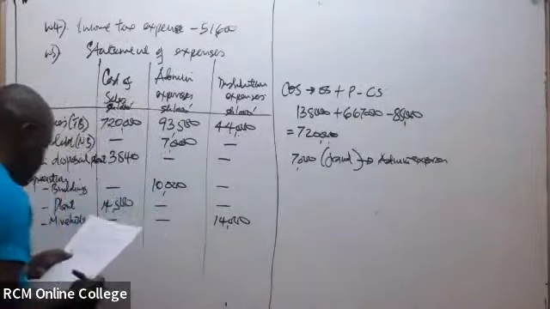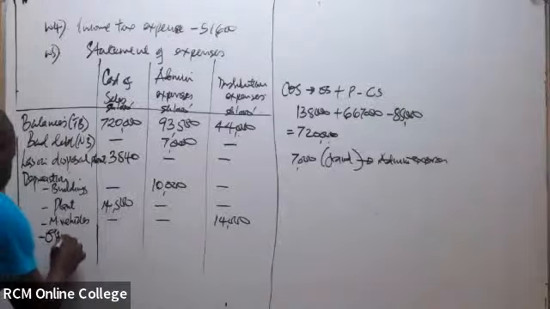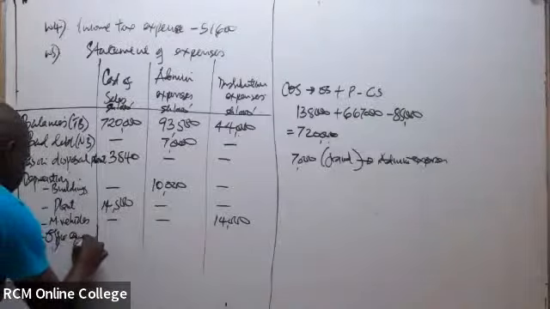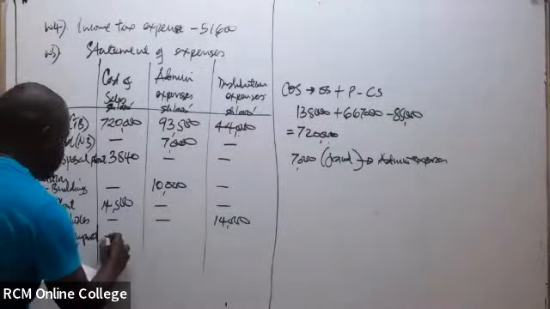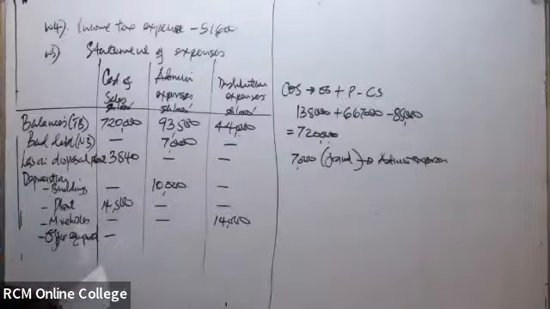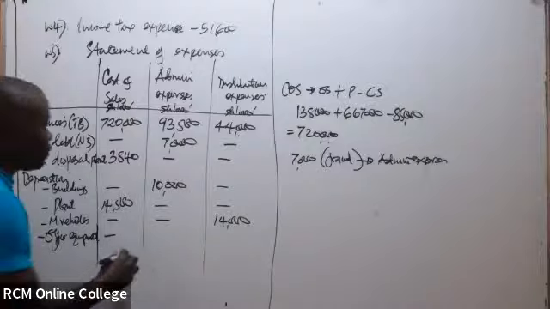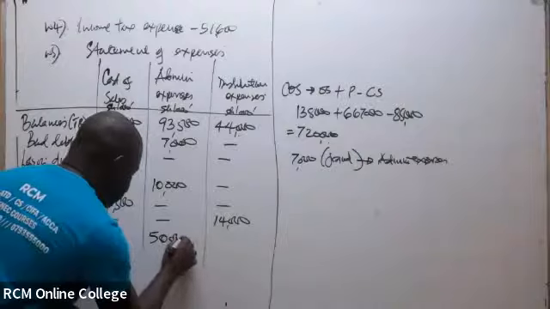Then the last one, you are told office equipment. This one we are told will likely go to administration. As per our computation, office equipment was 5 million. So it will go to administrative expenses.